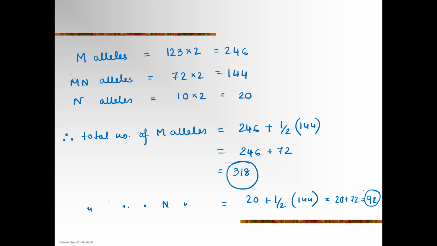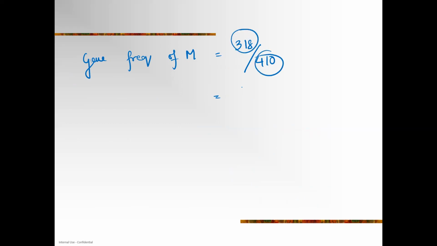Now we will consider the question, gene frequency. How will we calculate that? Gene frequency of M. Gene frequency of capital M. Yes or no? This many out of the total. So what is that? 0.776. Clear? And this is one answer.